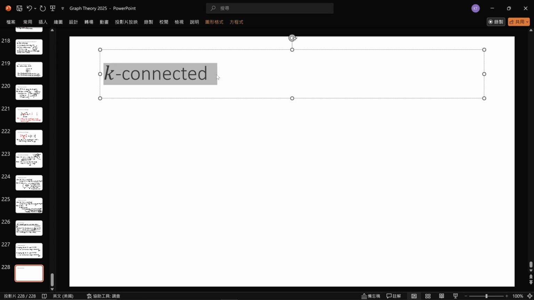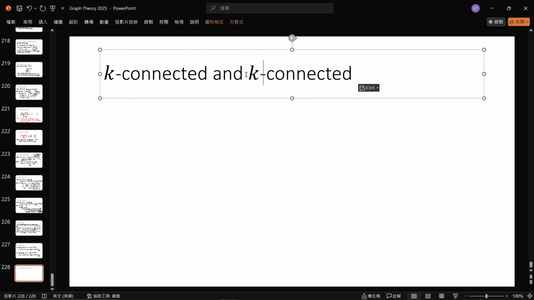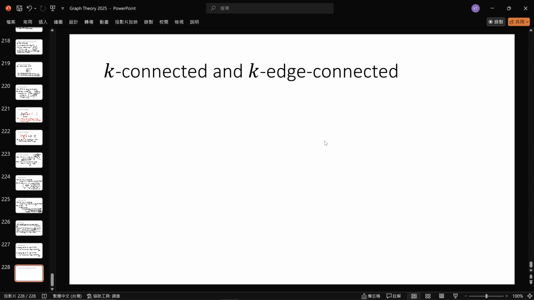Okay, and another term that you may see in your graph theory paper is these two terms, okay? K-connected and K-edge-connected. So we say that a graph is K-connected if the connectivity is at least K, okay, that's it.